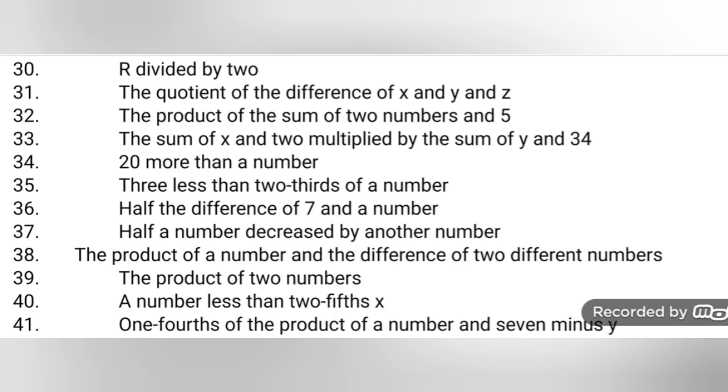Half the difference of 7 and a number. Difference of 7 and a number, so that's 7 minus x, and then half of that, times 1/2 or divided by 2 only. Okay? Like, open parenthesis, 7 minus x, close parenthesis, and then over 2. Because half means 1/2.